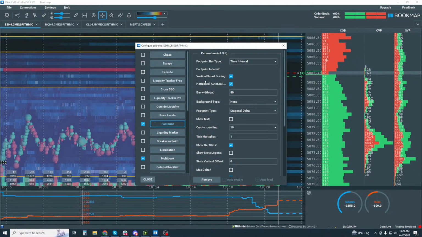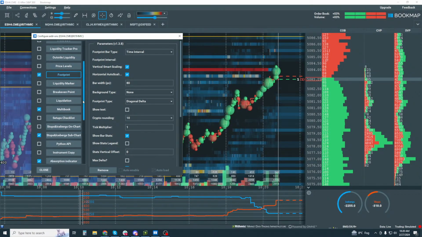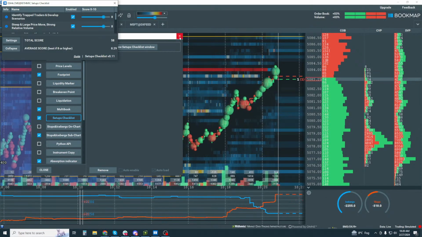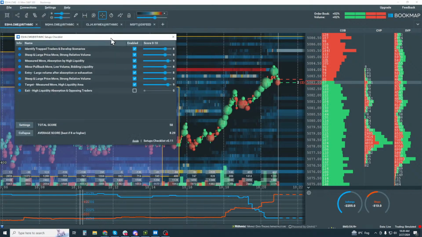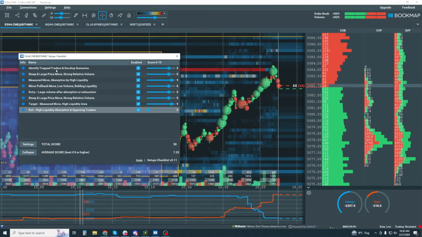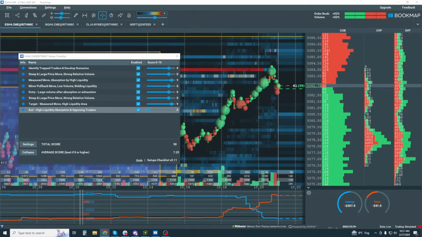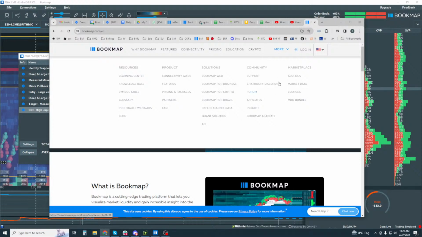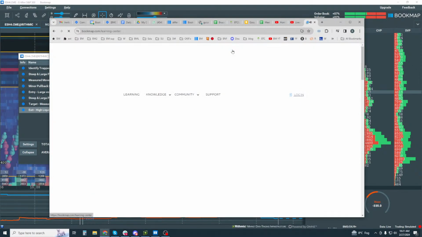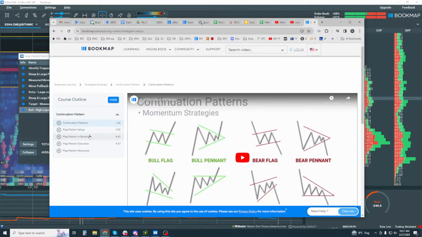Let me show you what I mean. We'll come in here and look at our setups checklist. The default one here in our setups checklist is the one from the Learning Center, and let me show you where that is. If you go to bookmap.com, click on the More button here. Oh, I'm sorry, you can just click right away on Education here. That'll take you to the Learning Center, where we go over our strategies and setups and our flag pattern.